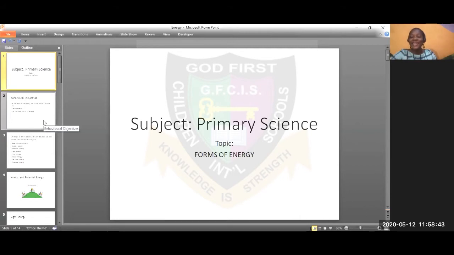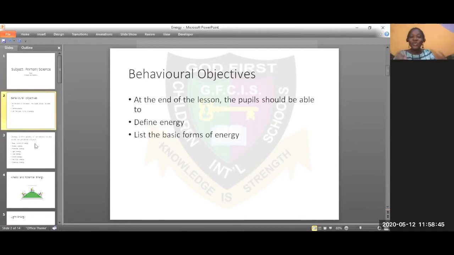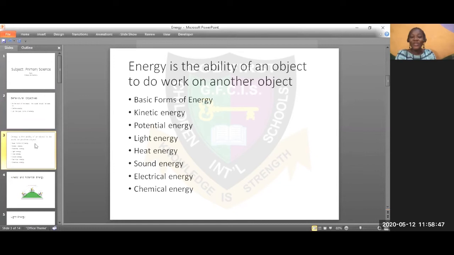Energy is the ability to do work. Energy is the ability of an object to do work on another object. If you're able to do work on another object, that is what we call energy. And this energy comes in different forms. What are the forms of energy that we have?